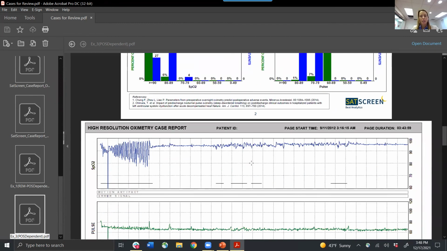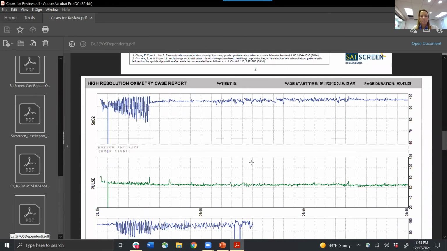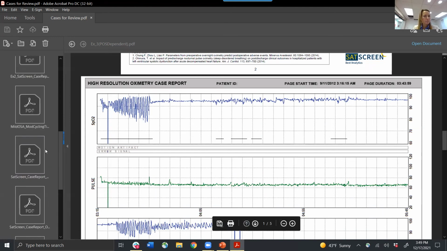This is not in all cases, but these are some things that can impact the overall RDI, or actually underestimate the overall RDI for the patient, compared to whether or not they're in REM sleep versus regular sleep, whether or not they're having OSA versus not. Okay.